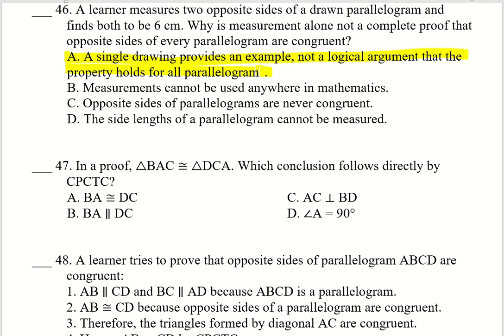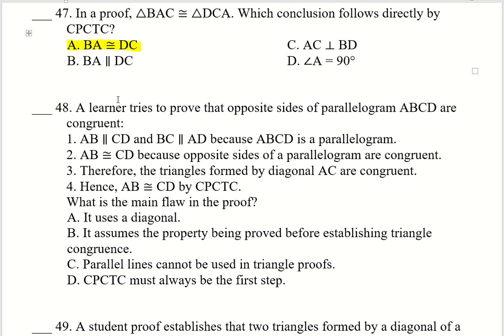47. In a proof, triangle BAC is congruent with triangle DCA. Which conclusion follows directly from CPCTC? Okay, it can be BA is congruent with DC. It depends on the measurement po, or which sides or angles are congruent. Since CPCTC again is corresponding parts of congruent triangles are congruent.